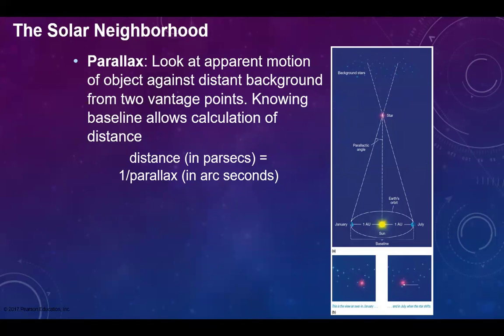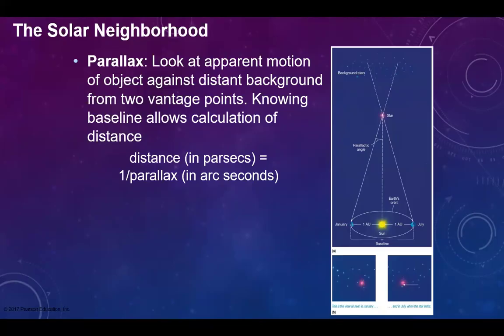Par for parallax, sec for arcsecond. Parsec. So if something is 1 parsec away, its parallax will be exactly 1 arcsecond. If it's further than a parsec away, it will be less. If it's closer, it will be more. The nearest star to us is more than 1 parsec away.